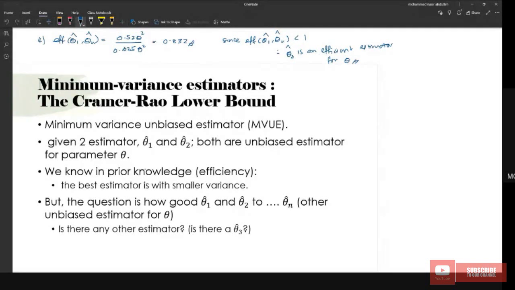So this is the method that we want to learn, which is the minimum variance unbiased estimator using the Cramer-Rao lower bound. We will learn this method tomorrow.